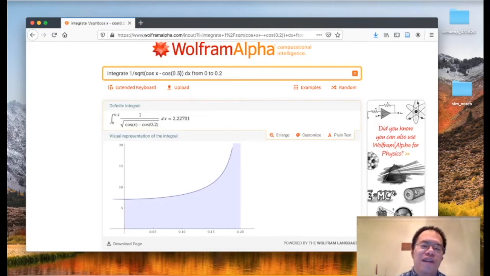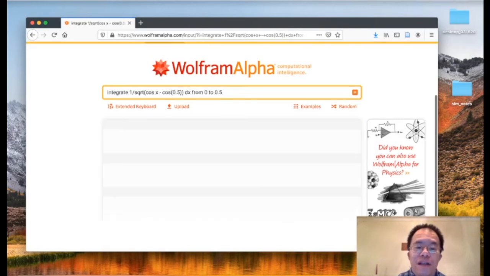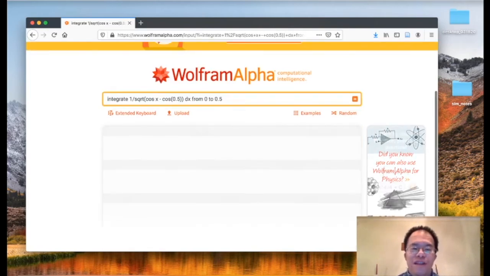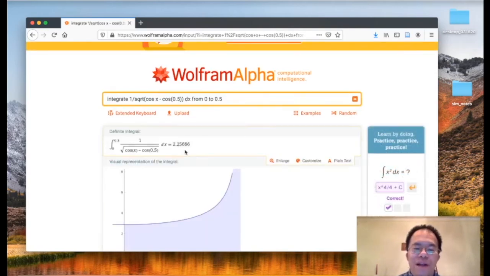So let's just say theta naught equals 0.5 radians. Anytime you do calculus with trig functions, you're going to be working generally in radians. If I go and do this, notice that my result got a little bit bigger. So what does this maybe suggest about the period of a pendulum for large initial angles? You can think about that.